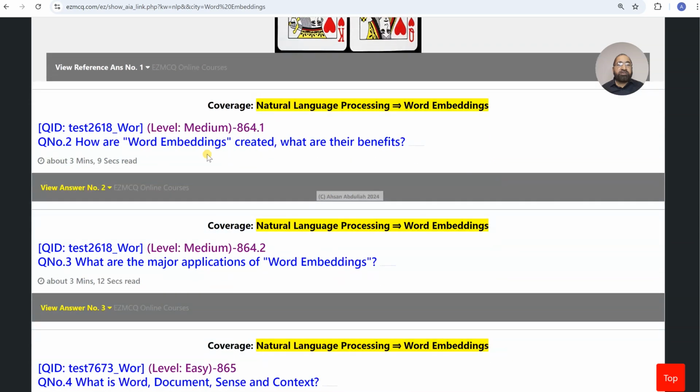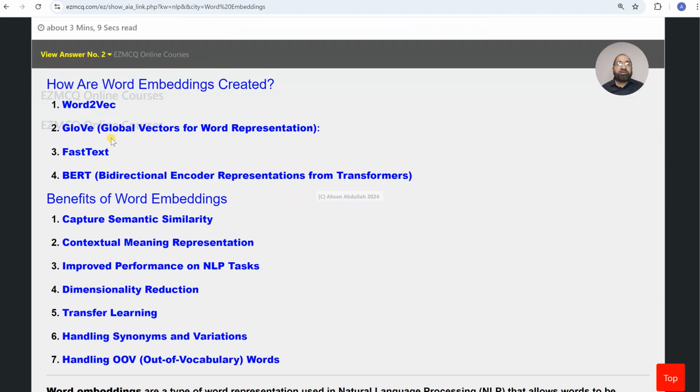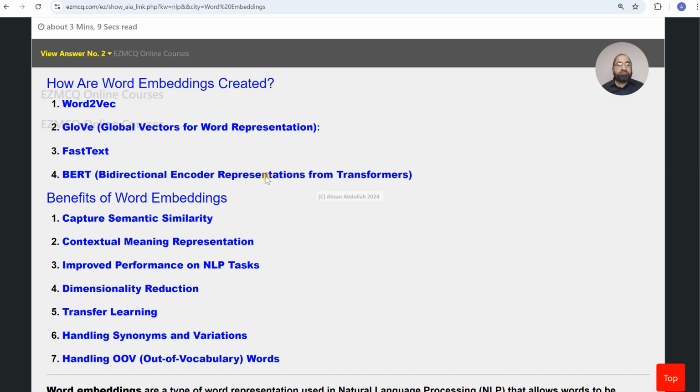So how are word embeddings created and what are their benefits? We have an approach called the word to vector approach, where we convert the words based upon their characteristics into a vector, and that vector is multidimensional. Then we have the GloVe approach, and other approaches also. I'll briefly go over them, and of course when the time comes we'll spend more time on these approaches.